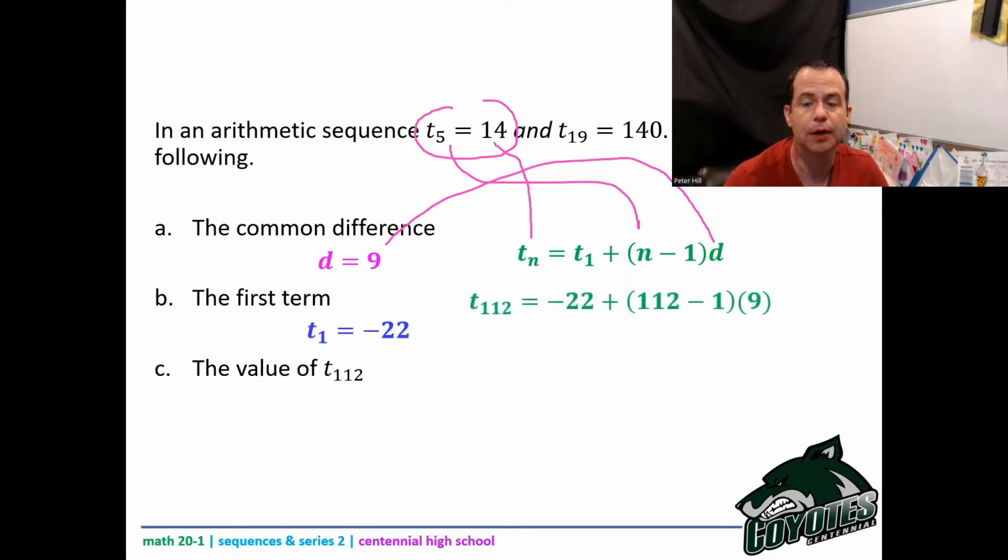So t of 112 will equal negative 22, that's my t1, plus 112, that's my n that I'm looking for, minus 1, and times 9. So 112 minus 1 is 111 times 9, and then minus 22 is 977. So t of 112 is 977.